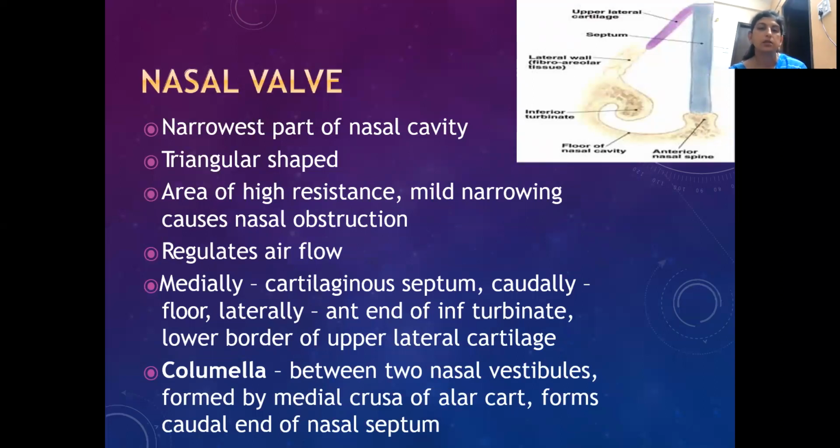The columella is between the two nasal vestibules, formed by the medial crura of the alar cartilage, and it forms the caudal end of the nasal septum. In this picture, the upper lateral cartilage, septum medially, the lateral wall, floor of the nasal cavity, and the nasal cavity proper that contains the inferior turbinate in the lateral wall.